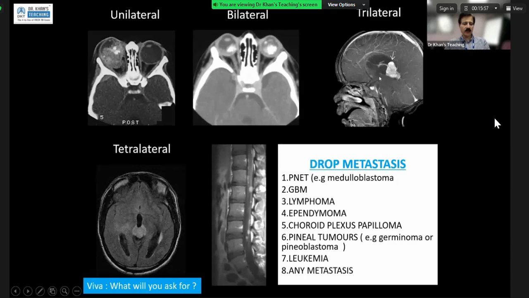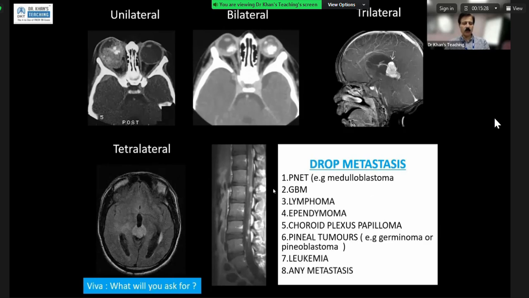Whenever you find a retinoblastoma or a pineal tumor like this, trilateral or tetralateral, one of the leading questions in the exam, what will you do next? And please remember, the answer is that I will scan the whole of the neural axis with contrast, including the whole of the spine. Why? Because of the concept of drop metastasis.